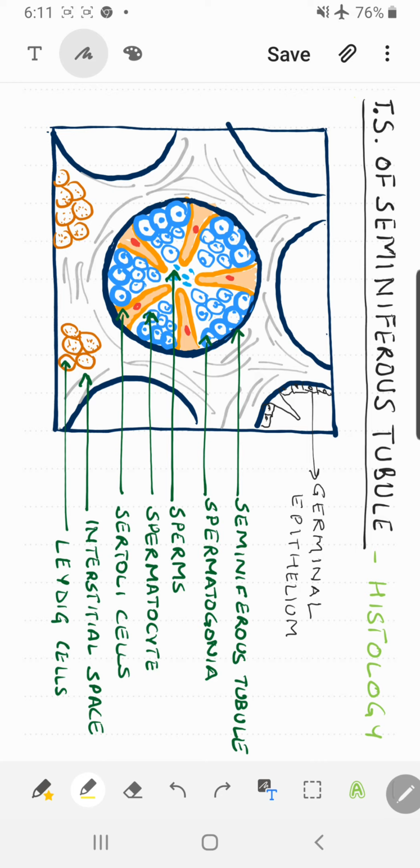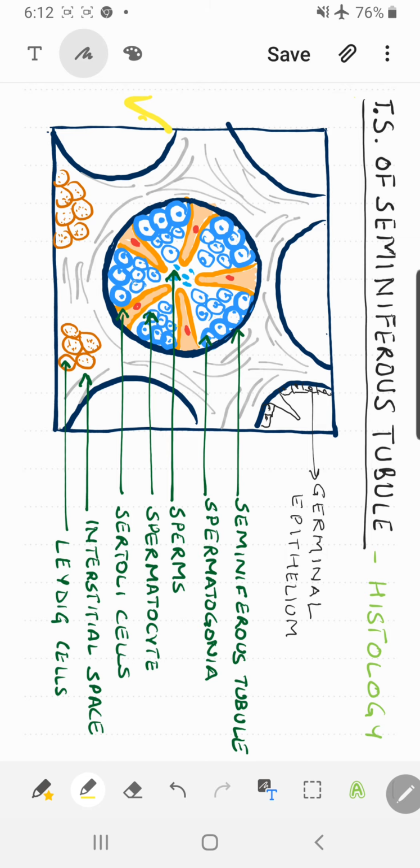Seminiferous tubule is the structure that produces the sperms inside, so you have to understand this particular structure is one seminiferous tubule and the others are just participating. I have not drawn completely the internal structure of this one, it will be followed in all the other ones in the same way, right? That's why I have drawn one in detail.